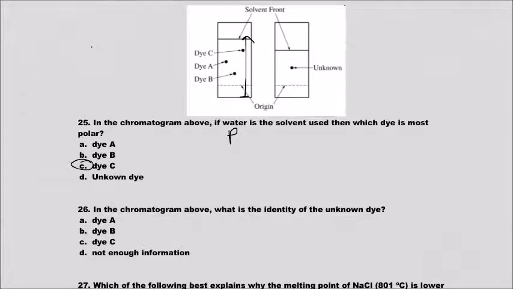26, in the chromatogram above, what is the identity of the unknown dye? Okay, well we have to be careful here. Notice the solvent front did not move as far where the unknown is. So one way to look at it is, see how the unknown is in the midpoint of where it started and where the solvent ended. So it's kind of in the middle. So which dye is also kind of in the middle of its chromatogram? So here's the origin. It doesn't look like B because it's a little low. A does look like it's kind of in the middle of that paper, so we're going to pick 26A.